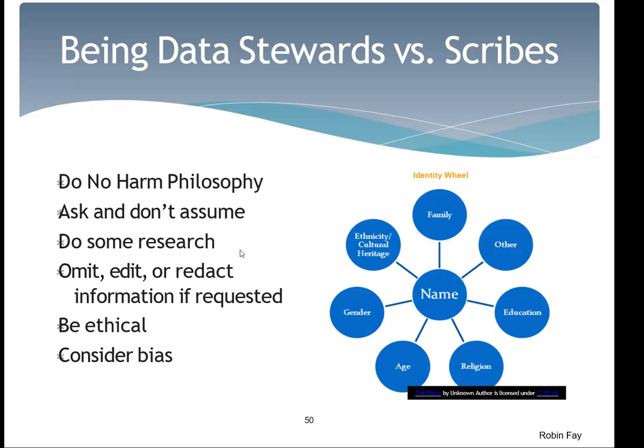Ask and don't assume. If you're not sure, don't make an assumption, but I think it's okay to reach out, and I think it's more than okay. I think we should be reaching out to our content creators more, and the people who are represented in our archives more, to see if they're okay with things. You can omit, edit, or redact information if requested. I am perfectly okay with that.